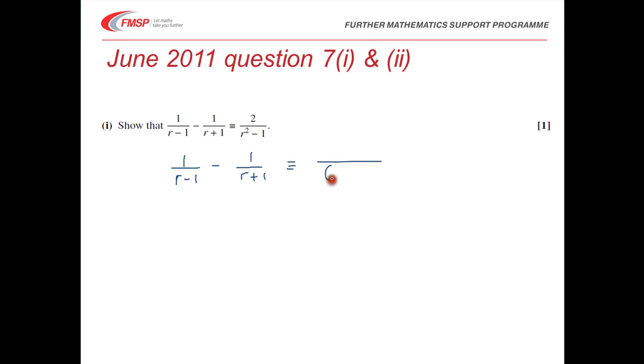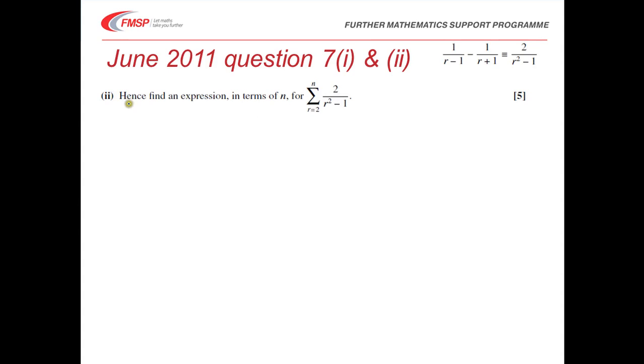So we'll take a common denominator of r minus 1 times r plus 1. Into r minus 1 goes r plus 1 times, subtract from that, and into r plus 1 goes r minus 1 times. The r's cancel out and you get a 2 on the top line, and of course the denominator we can express as r squared minus 1. So just one mark for that part, but it is the basis, because the next bit says hence, so we do need to use that result.